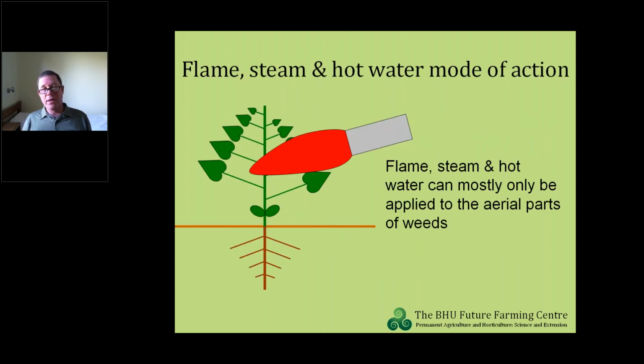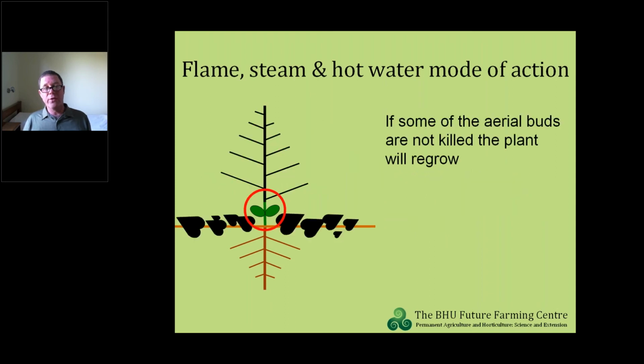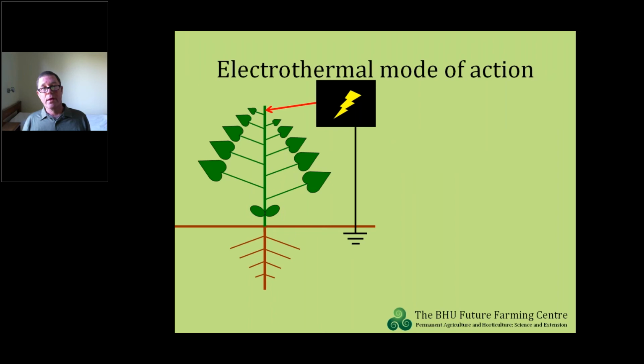Flame and steam and hot water as well are only like a contact herbicide. We apply them to the foliage, but if there's any growing points, any meristems that haven't been killed, they will regrow. And so for stuff like the grasses, all the meristems are in the ground. They're always unkilled, and therefore that's why grasses will regrow post a thermal treatment.